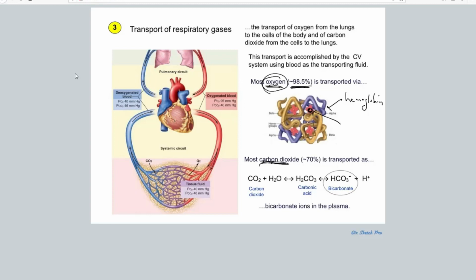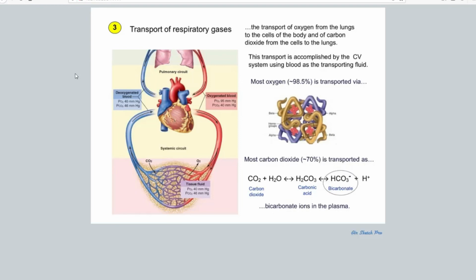Carbon dioxide is a little more complicated. There's a few ways carbon dioxide can travel, but about 70% of that is transported as bicarbonate. And so it travels as bicarbonate in the plasma. And you can see the carbon dioxide in there. Okay, we just added an extra oxygen and an extra hydrogen, and that gives us bicarbonate. But that's how CO2 is going to travel through the blood.